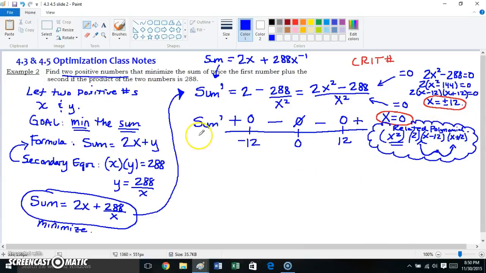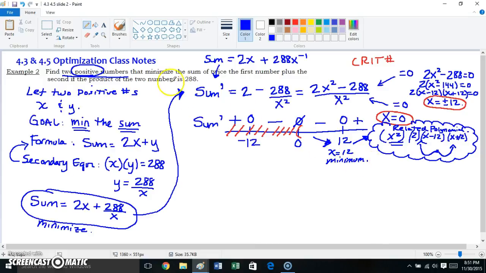But remember, we have a domain restriction. We want positive numbers. 0 is neither positive nor negative, and negative 12 is not what I want. So I am actually going to exclude everything to the left of 0. And so the only thing I'm going to be looking at is the number line from 0 to infinity. My derivative is negative to the left of 12, positive to the right of 12, which means the sum is decreasing and then increasing. So at x equals 12, we must have a minimum.